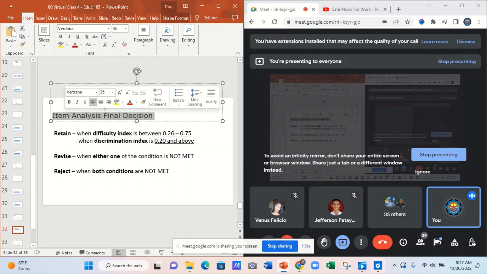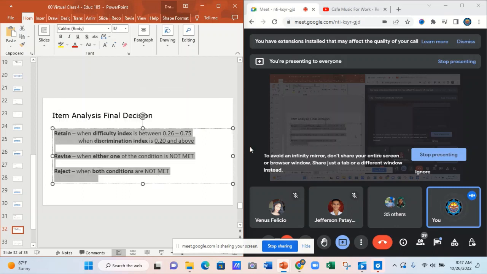This is what we call item analysis final decision. So you can decide whether to reject, retain, or revise the item if the only data available to us is the difficulty index. Now, to introduce another thing here, we can decide when two data are available, that is the difficulty index and the discrimination index. So memorize, memorize, memorize these now.